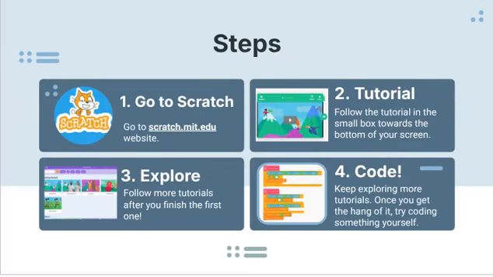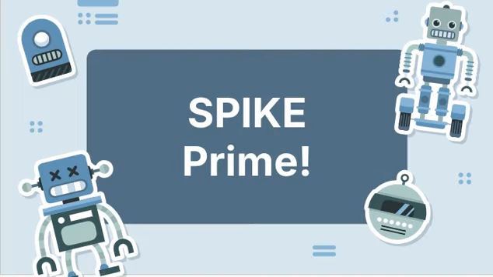So regarding steps, you go to Scratch, scratch.mit.edu, and that's the website. You follow the tutorial in the small box towards the bottom of your screen. And you can explore, you can do different tutorials after you finish the first one, and you can just go ahead and code. You can keep exploring more tutorials, and once you get the hang of it, you can try making an animation or a little story all by yourself.